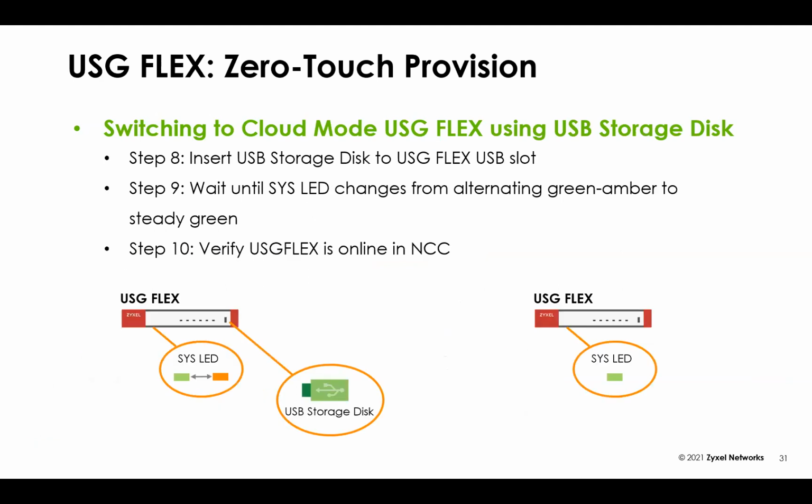Next, after you have copied the file to the USB disk, you can insert the USB into the USB slot on the firewall. And then at that point, you're going to wait for the sys light to change from alternating green amber to steady green, which means that it has updated the information. The difference here is you're not going to get the same web GUI that shows you the process because you're using the flash disk in order to update the device to be used in Nebula. So you just have to wait until the sys light changes from amber green to a steady green light.